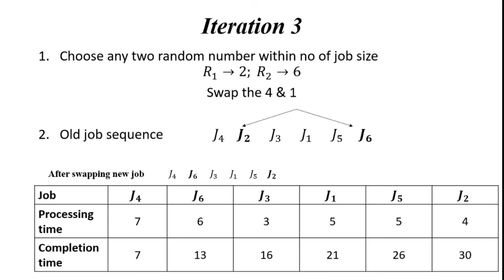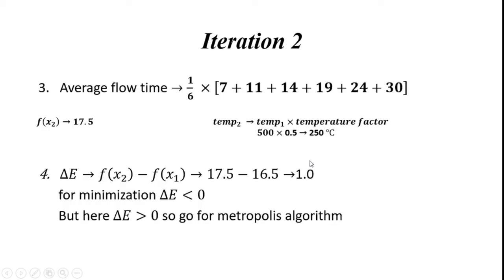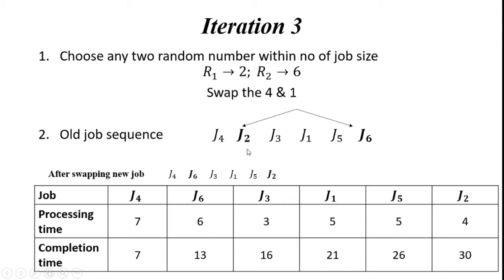The next iteration is called iteration 3. Here also I again choose any two random numbers within the number of jobs, which is 6. So I generate random numbers within 6 and got R1 as 2, R2 as 6. Here also I swap the job sequence. According to my previous iteration, I got the old job sequence J4, J2, J3, J1, J5, J6. But I got the random numbers R1 2 and R2 6.